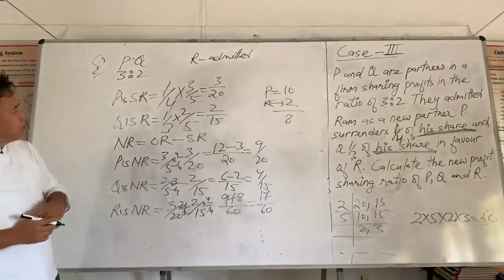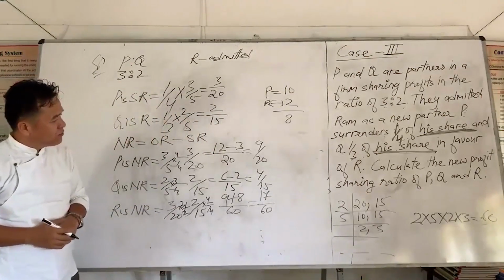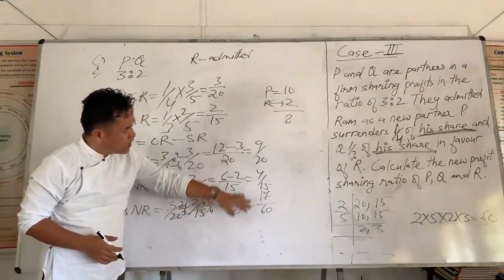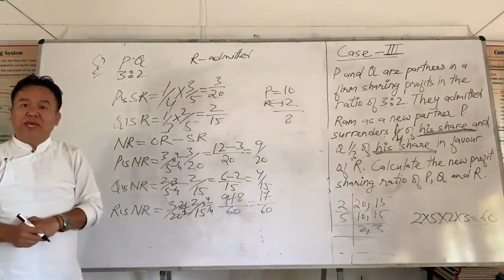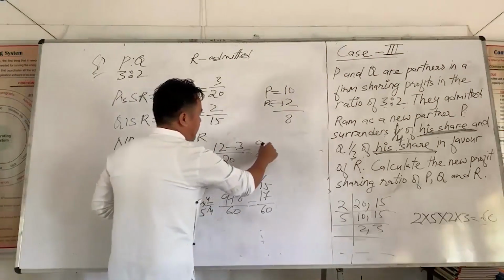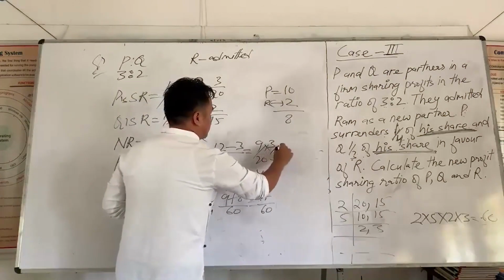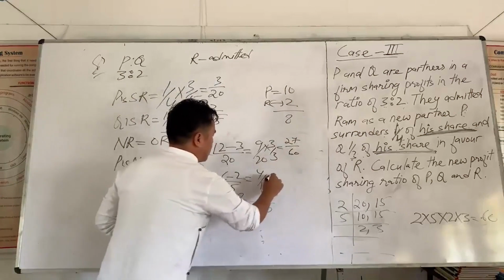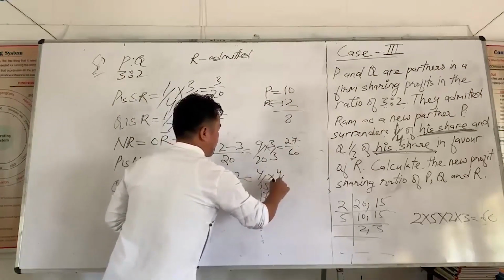Since we are calculating the net profit sharing ratio, we have to convert this fraction into a ratio. In order to convert this fraction into a ratio, we have to make the denominator the same. So how are we going to make the denominator the same? By multiplying 3 by 3. So what is the value? 27 divided by 60. Here we have to multiply 4 by 4.